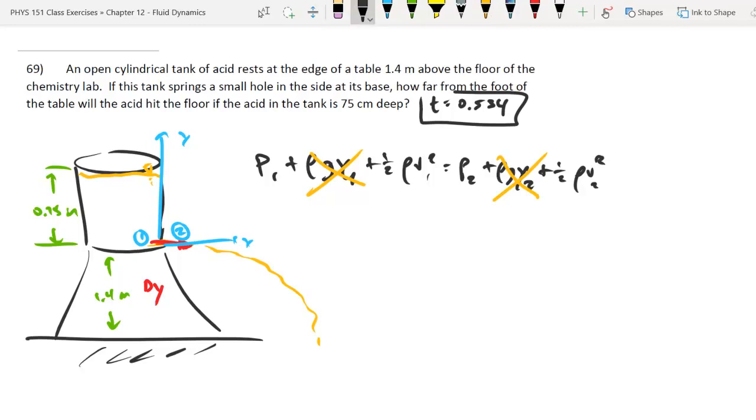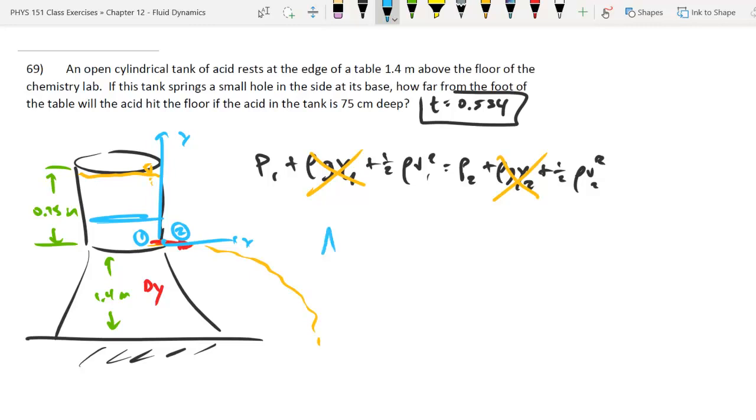So we can say here, well, let me go a little bit farther here first. Now, because we don't know v1 or v2, let's say that area 1 would be across like this, and area 2 would just be the cross-sectional area of that little puka there, right?